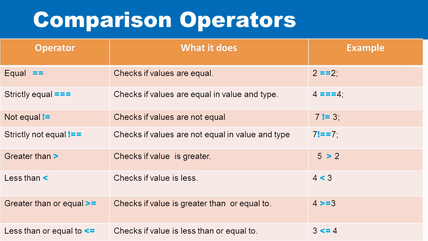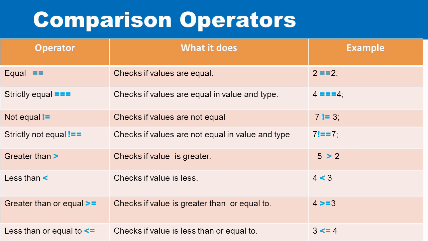If you want to check if the values are strictly not equal in value and data type, you use the exclamation and double equal symbol. If you want to check if a value is greater than another value, you use the greater than sign. For example, you want to check if 5 is greater than 2. If you want to check if a value is less, you use the less than symbol, which checks if a number is less than another number or value.